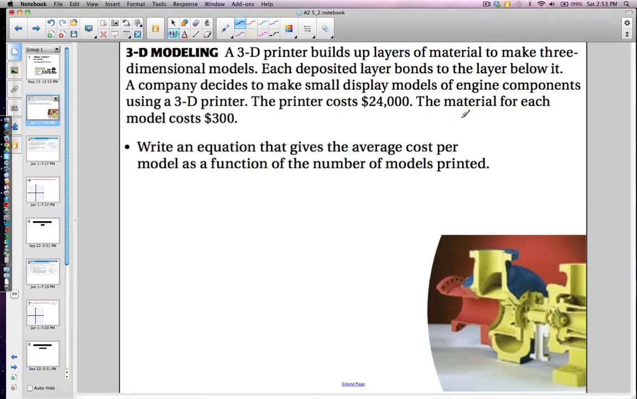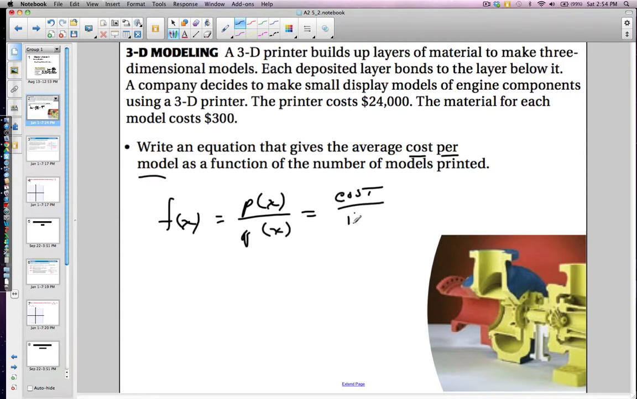So we're going to take this information when we get to the end of the chapter, and we're going to go ahead and create a model that's in this form, a function that has one function in the numerator and a different function in the denominator. So what will they be? Well, we want to know cost per model. So the function in the numerator would be the cost, and the function in the denominator would be the number of models.